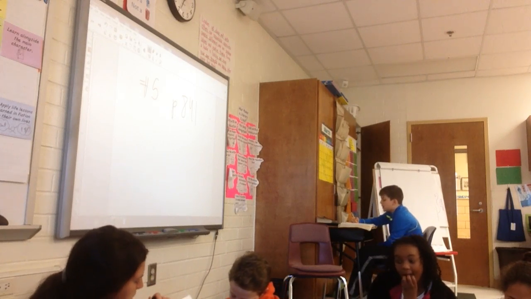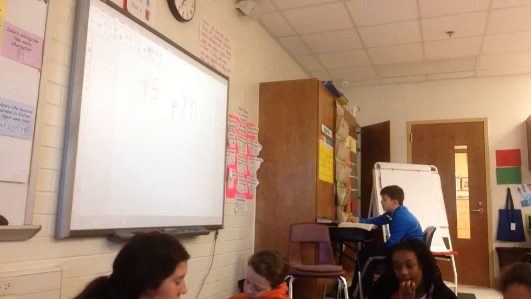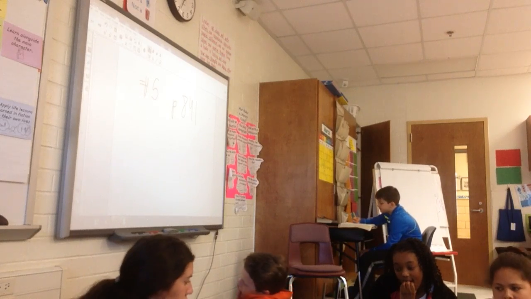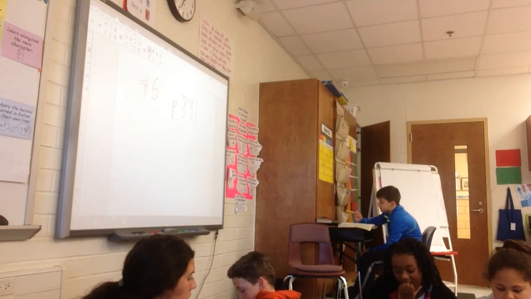We had 50 cups. We were making it to pints. So we went smaller to larger. So looking at our chart, we knew we had to divide.